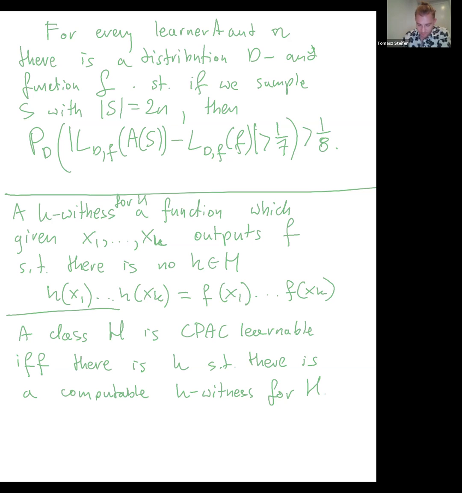Okay, so now for the other direction. Sorry, can you repeat once more? So the theorem is for properly PAC learnable, right? Improperly. Yes. But the learner can always be correct in this case.